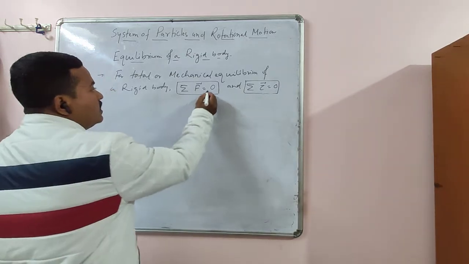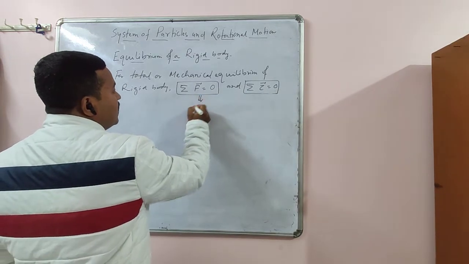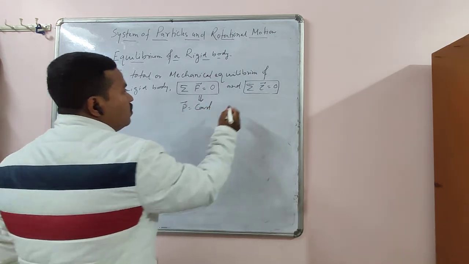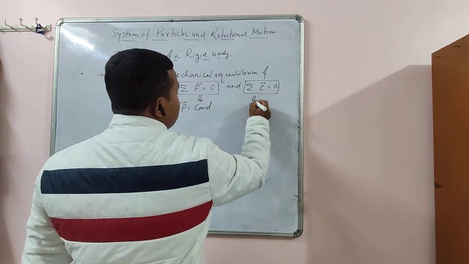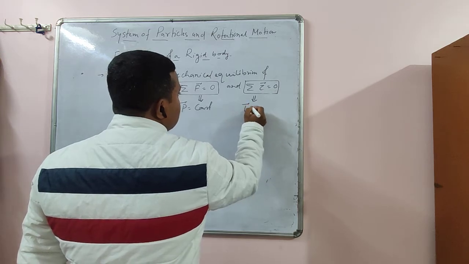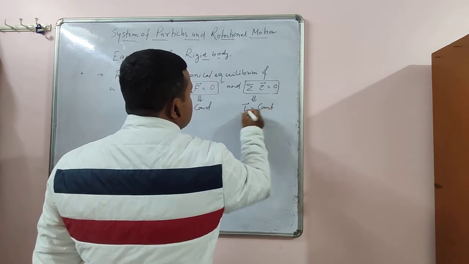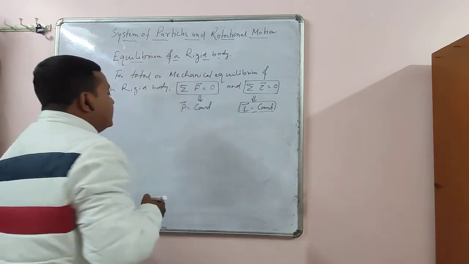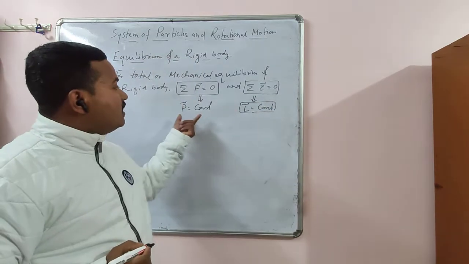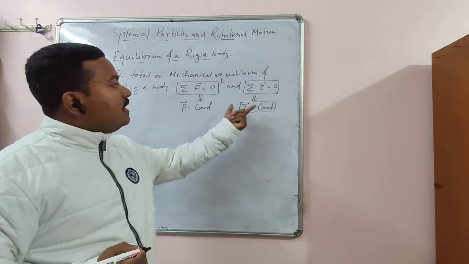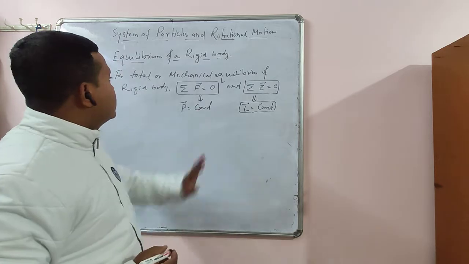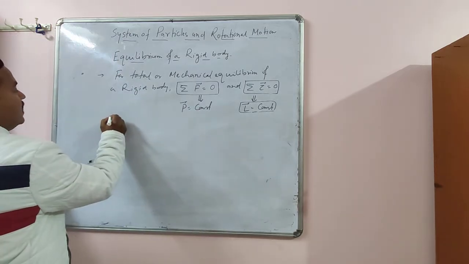Now total force zero implies what? It implies linear momentum equal to constant, and total torque zero implies what? As I have explained, angular momentum equal to constant. So in other way you can say that a rigid body is said to be in total equilibrium if the linear momentum as well as the angular momentum are constant. Then you have partial equilibrium.